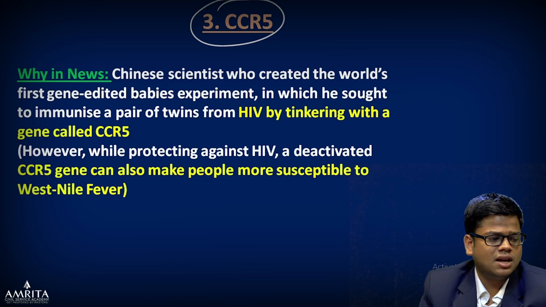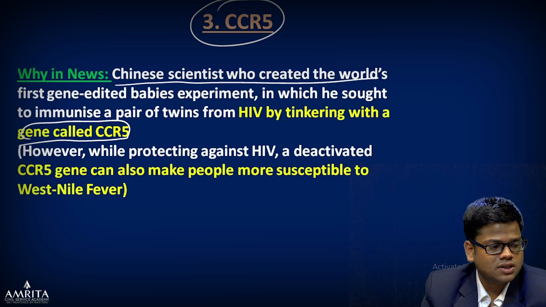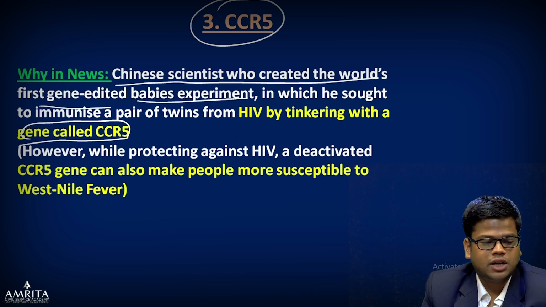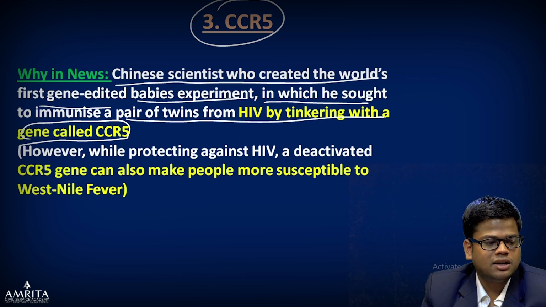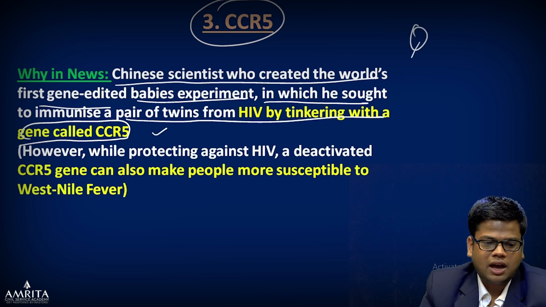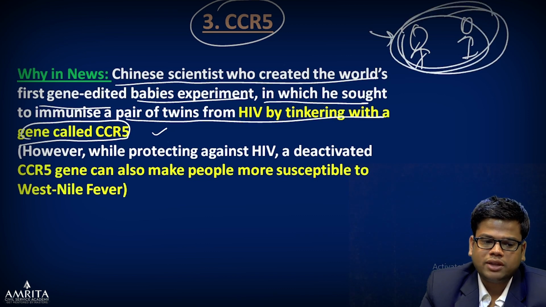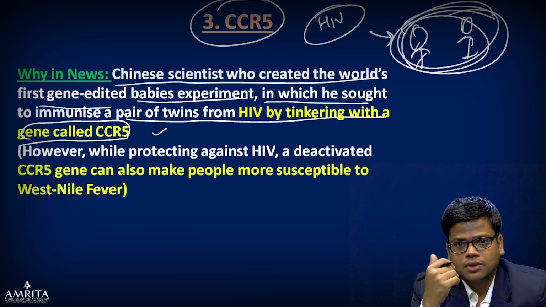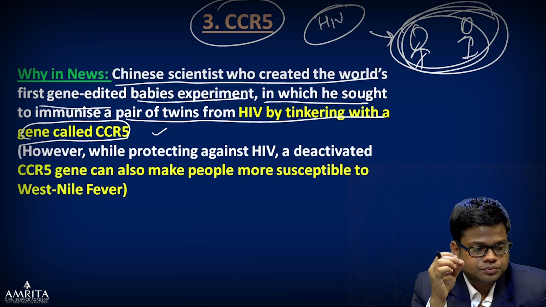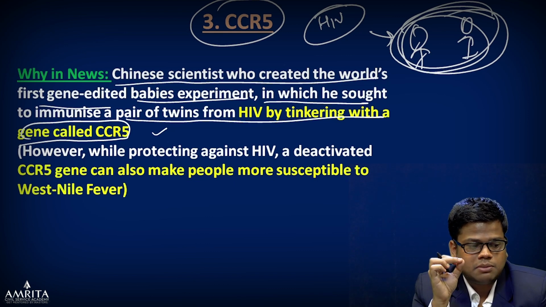What is CCR5? CCR5 is basically a gene. Why is it in the news? Chinese scientists have created the world's first gene edited babies experiment, in which he sought to immunize a pair of twins from HIV by tinkering with a gene. So they want to immunize them from HIV, so that these babies do not face the HIV problem itself, right? They have tinkered with this gene named CCR5, remember that.